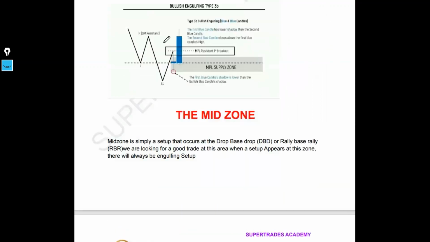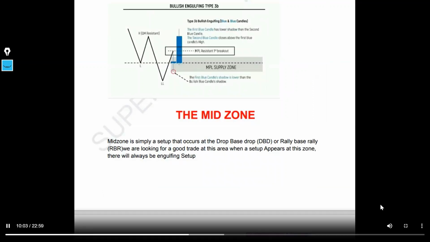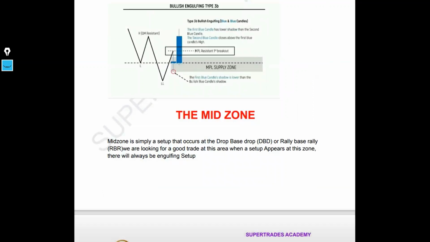So you must be knowing all these things, guys, before you start trading my strategy. That's why I also first understood the types of engulfing before placing clear trades and growing small accounts. So this is the type 3B, where the first blue candle has a lower shadow than the second blue candle, and this is the maximum pain level where you have to enter your buy from, in the market that made a lower low.